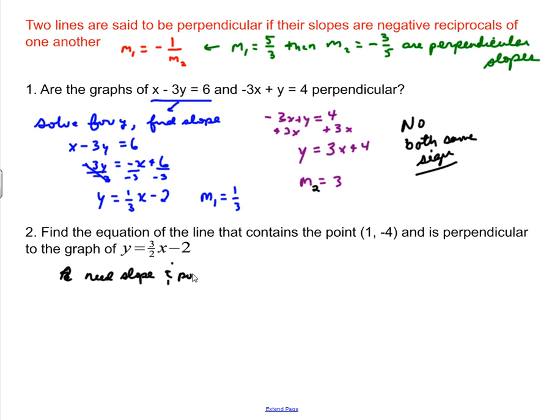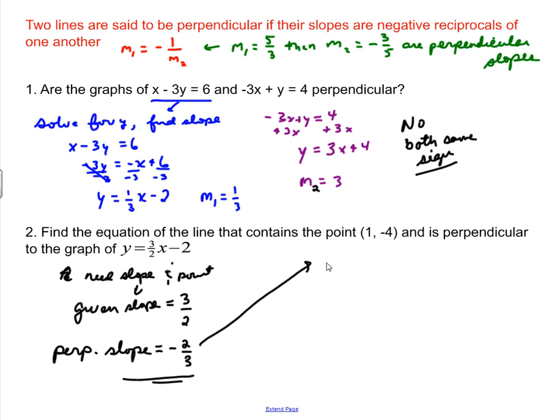The slope that is perpendicular, the given slope is 3/2. But if we want a perpendicular slope, we need to get the negative reciprocal of that number. That means we're going to have to take the negative, since this is positive, of the upside down fraction 2/3. And that's our perpendicular slope, the one that we need. And we can find out the equation of this line pretty directly.